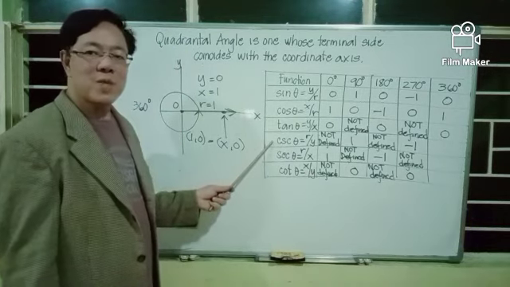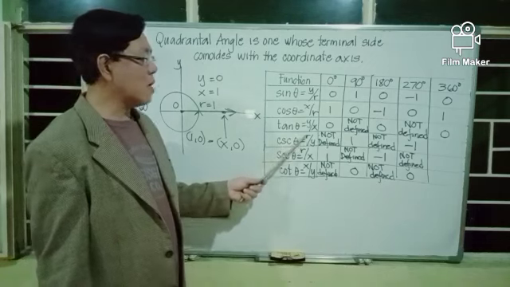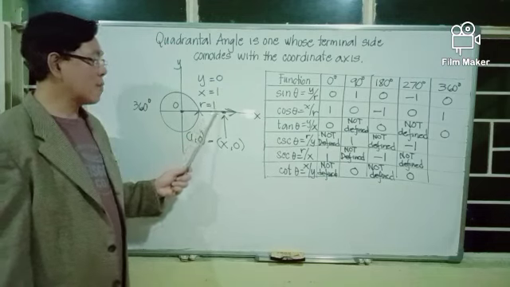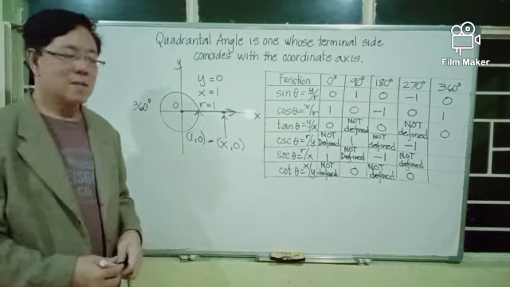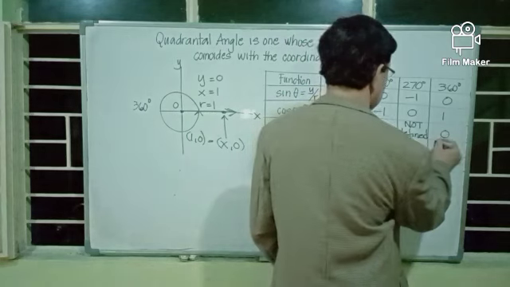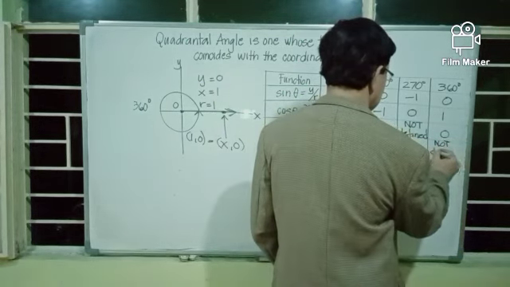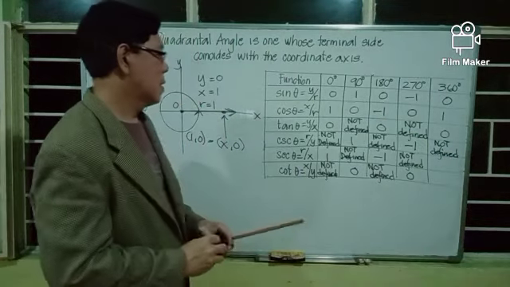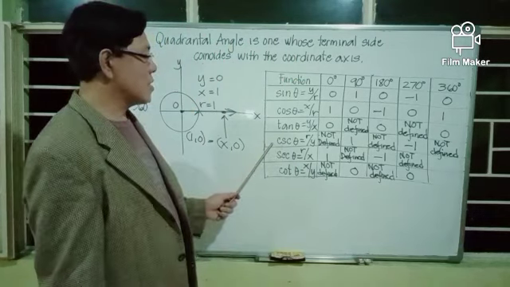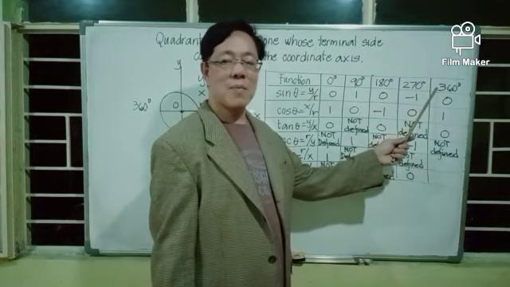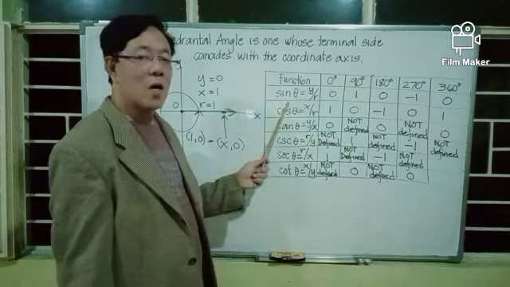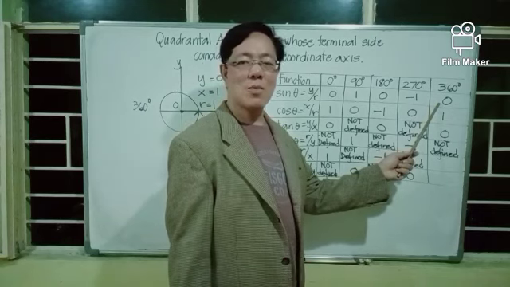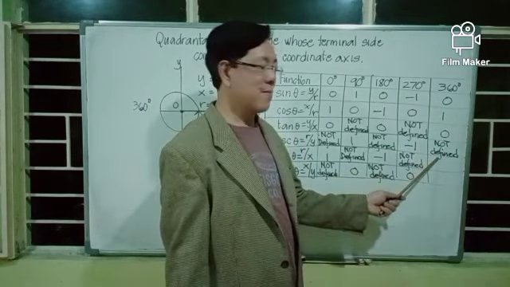Cosecant of 360 degrees equals r over y. R is 1, y is 0, 1 divided by 0 is undefined. Or cosecant of 360 degrees is the value of the reciprocal of sine of 360 degrees, which is 0. And the reciprocal of 0 is 1 over 0, which is not defined.